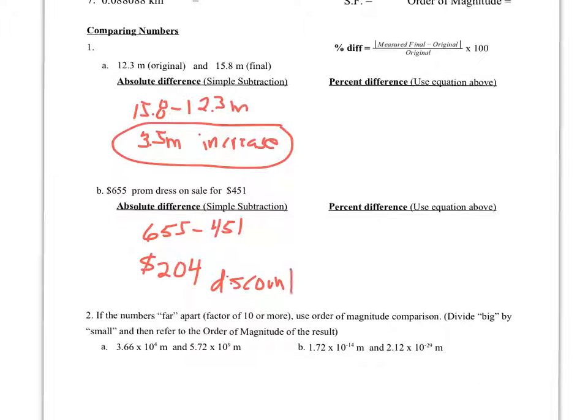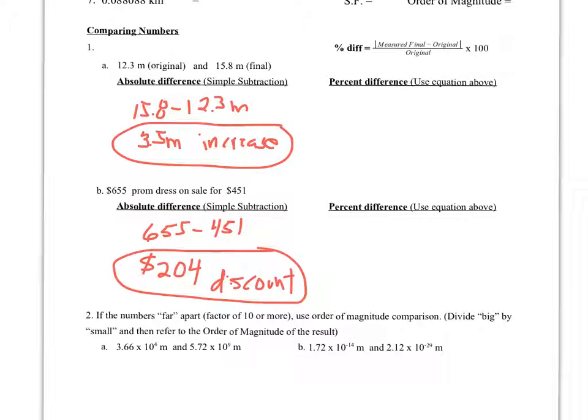In other words, the final price is $204 less than the initial price. If you would have taken the final number, 451 minus 655, obviously you would have got a negative 204, which means that's what the discount, the decrease in price, is. Most of the time in labs, you'll be doing percent difference. And the equation's up here at the top.